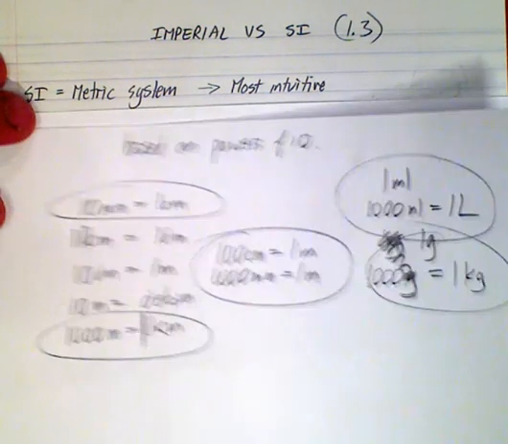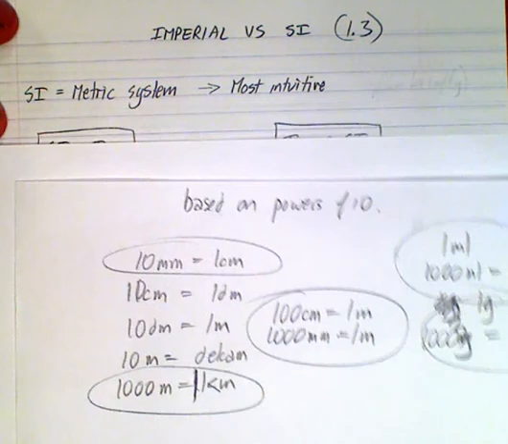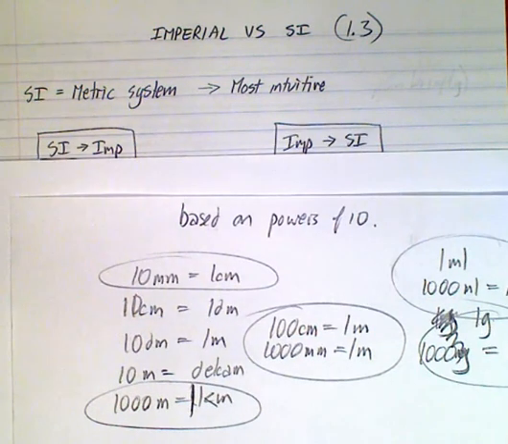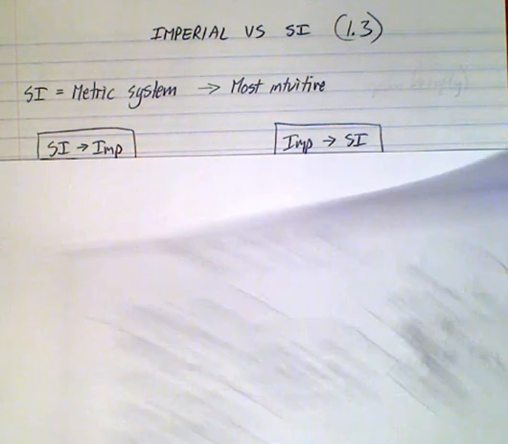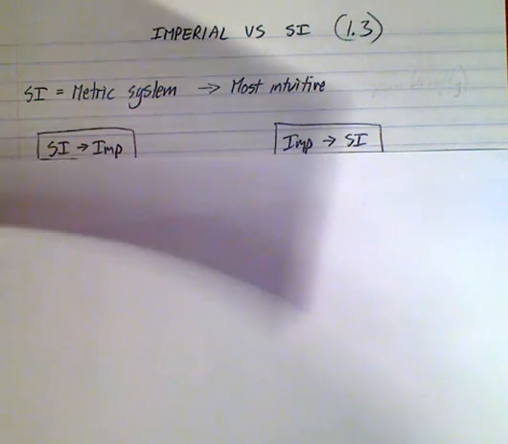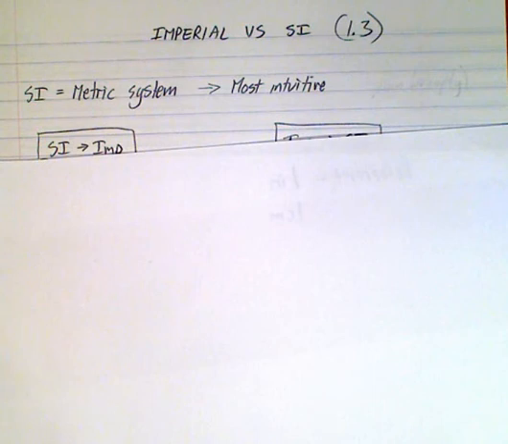The problem with the imperial system is that you have 12 inches in a foot, 3 feet in a yard, or 1,760 yards in a mile. And it's even weirder with the imperial system: you've got 16 ounces in a pound, 2 teaspoons in a tablespoon, 4 quarts in a gallon, and it gets all wonky. So the metric system is definitely the way to go, but we have to understand both.